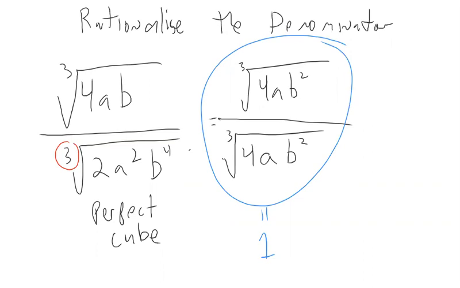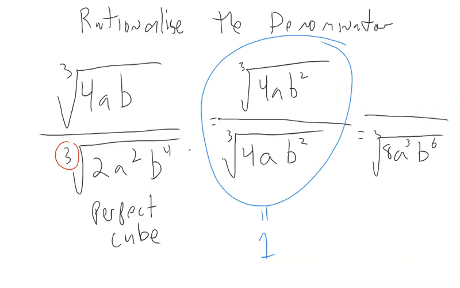I'm just making what we learned at the beginning of chapter 6. We're making an equivalent fraction here. So if I multiply these together, now I get my perfect cube on the bottom, because 4 times 2 is 8. A times a squared is a cubed. B squared times b to the 4th is b to the 6th. Remember our rules, when we multiply bases, we add the powers.